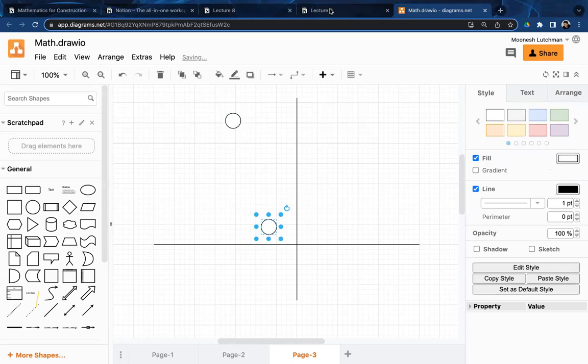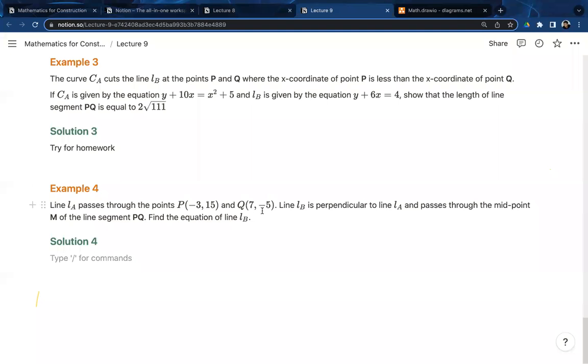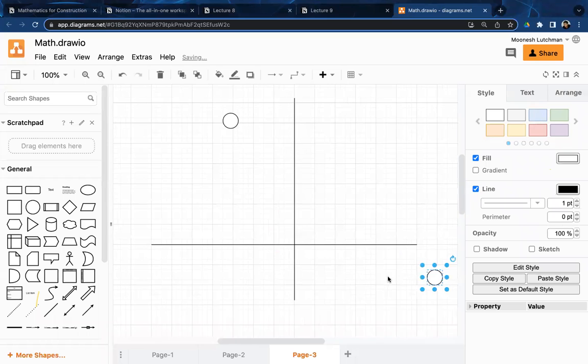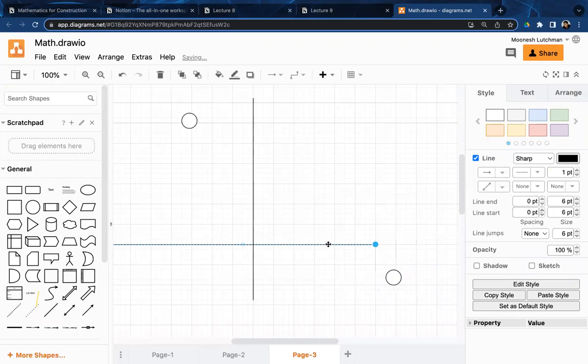What about Q? Q is (7, -5). So that's 7 and -5. So Q is probably somewhere over here. So something like that happening, right?